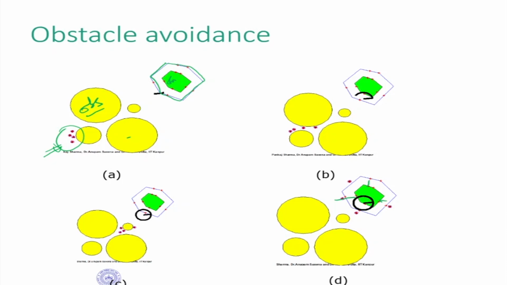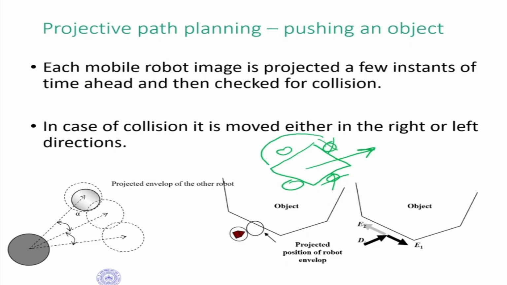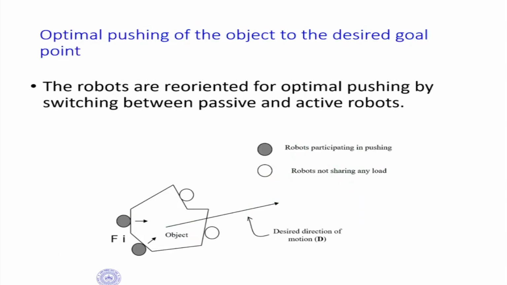Now if you want to push it, these two fellows cannot be there because they will start obstructing the motion. So in this position, they have to reposition themselves and come somewhere on this side. Each of the mobile robots is projected a few instances ahead and then checked for collision. So this is my mobile robot. What is done is we do projection. So the robot is going to have some velocity like this, and the robot is applying a force in that direction. So first we have to realign our robot, and then we have to place our robot such that it goes and actually pushes in a particular direction.